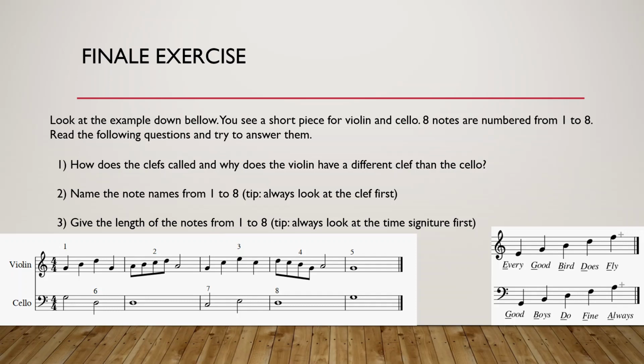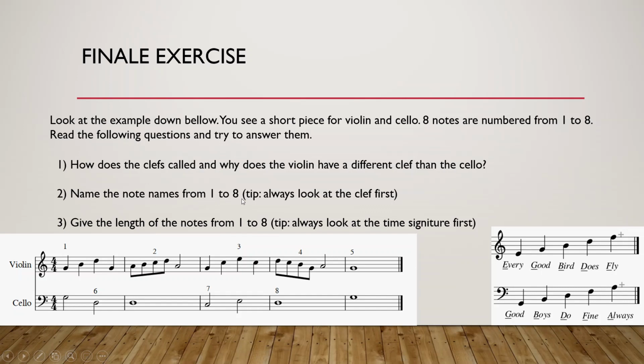So the first question: how do the clefs differ, and why does a violin have a different clef than the cello? We have here the violin clef, also known as G clef, and we have the bass clef, also called F clef. Why do they have different clefs? Because there is a huge difference in range. A violin is a high pitched instrument, where the cello is more low pitched. Generally, there are some exceptions, but most of the time the cello is in F clef or an alto clef, but that's for another time.